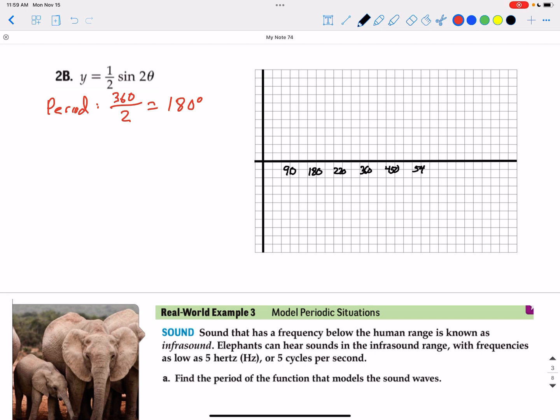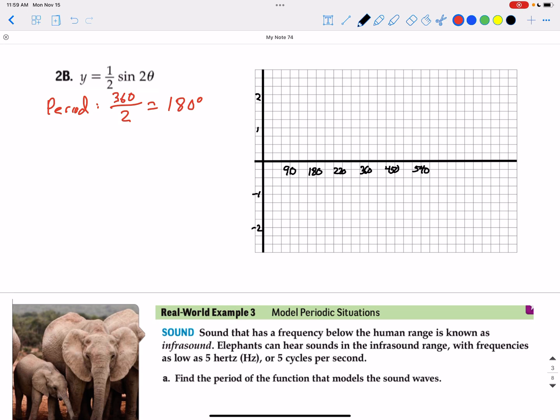Okay, that's pretty good. And with an a value of 1/2, that means the amplitude is only going to be 1/2 of a unit up and 1/2 of a unit down. So I'm just going to go by ones: 1, 2, -1, -2. So every block is worth a quarter.